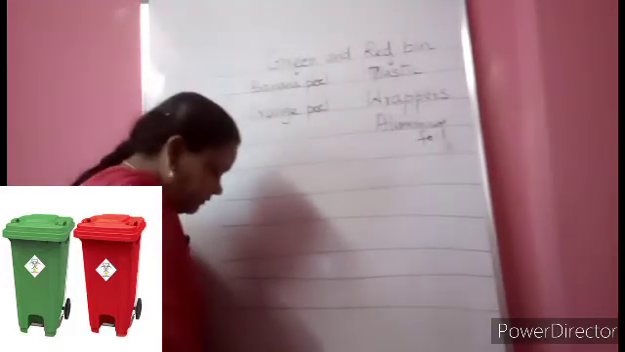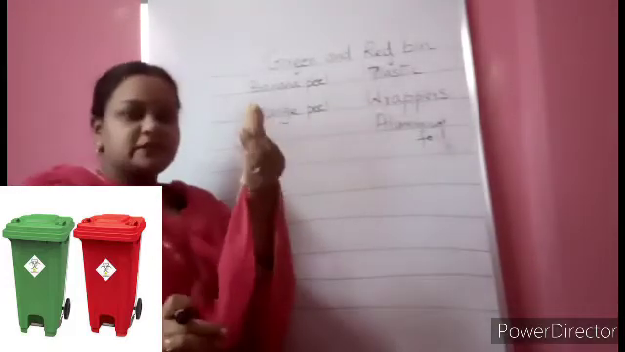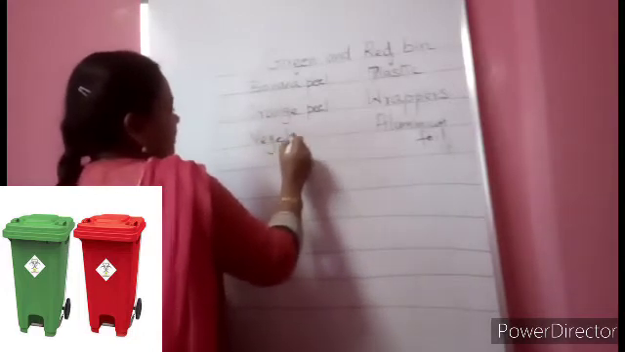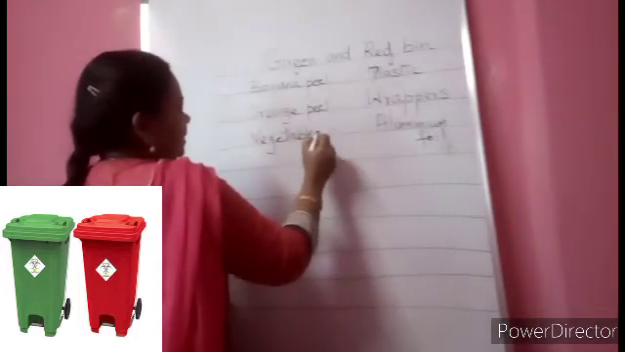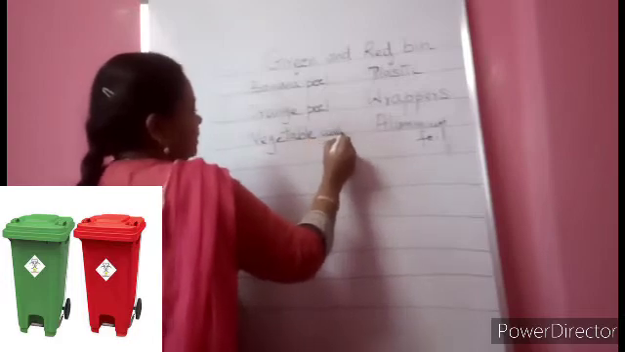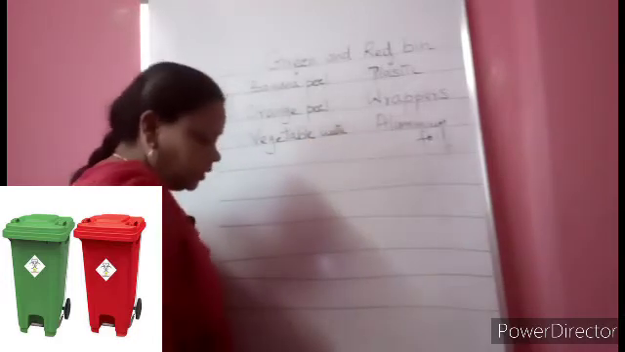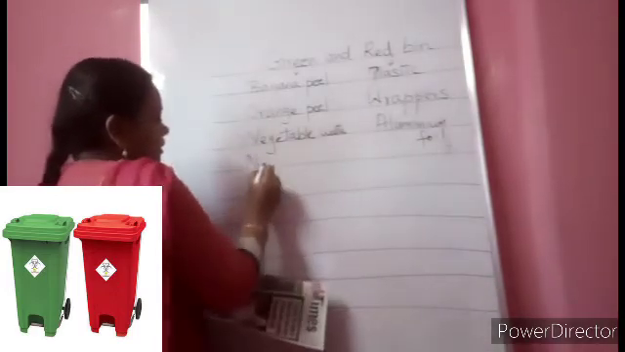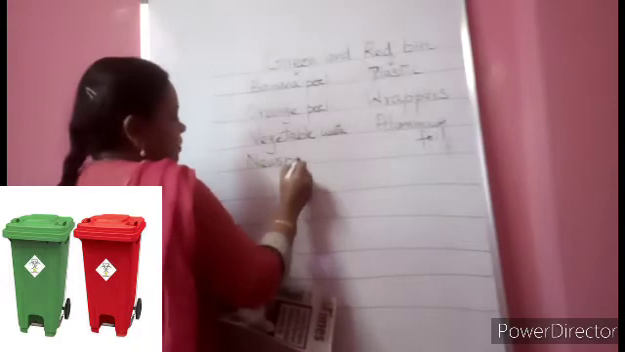And here, vegetables like vegetable peel should go to the green bin. Vegetable waste should go to the green bin. Very good. And what about this newspaper, children? Newspaper should also go to the green bin only, because I'll tell you why. That we will be learning now.